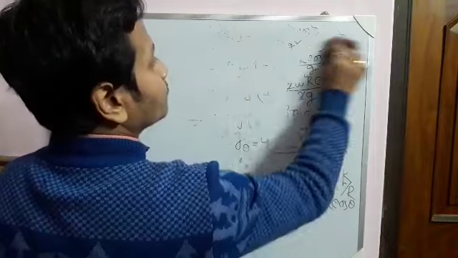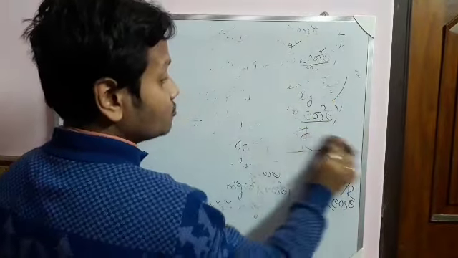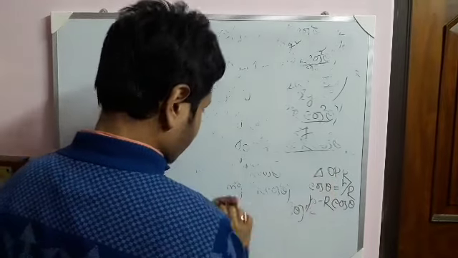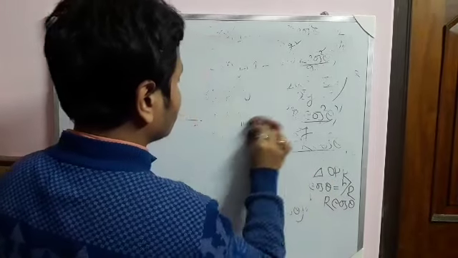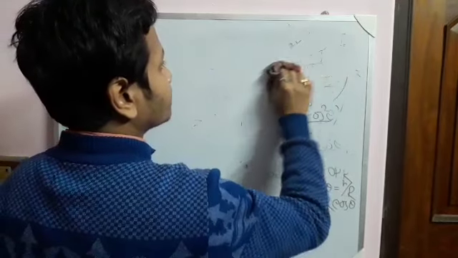Now by using this formula we can easily show that acceleration due to gravity is not uniform everywhere. So let's check.